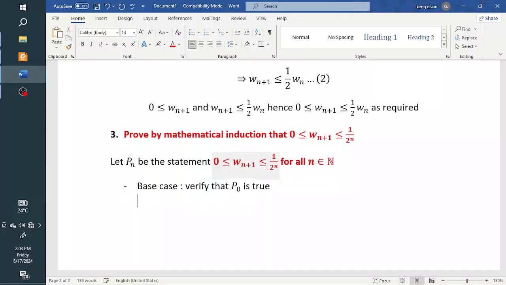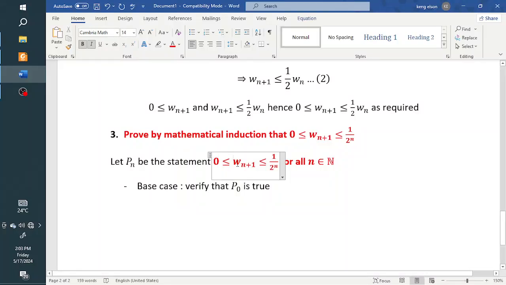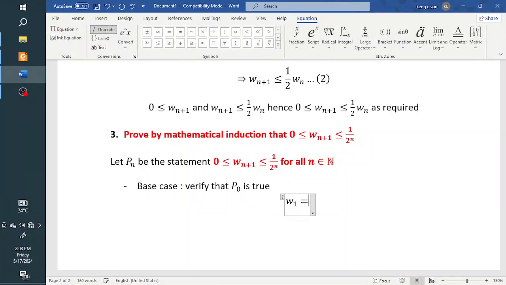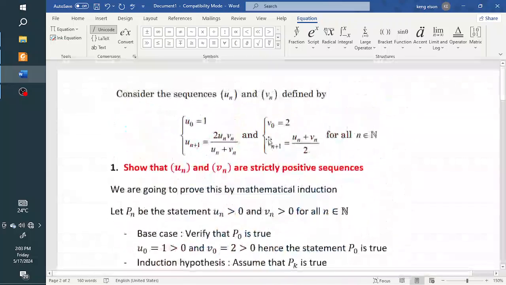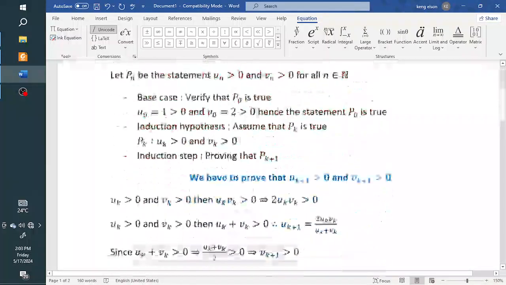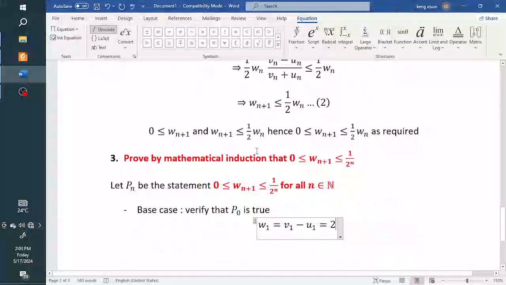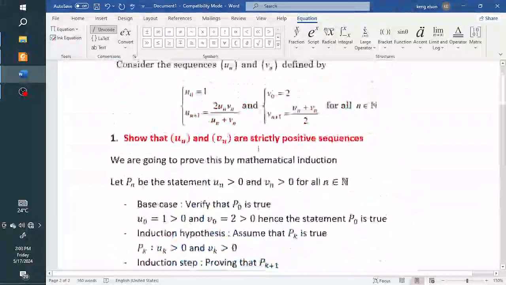Now what is P0? P0 is the statement 0 is less than or equal to W1, less than or equal to 1, because I'm replacing n with 0, so this becomes W1, and 1 over 2 to the power 0 is 1. So let's first of all find W1. W1 is equal to V1 minus U1. We need to find V1.